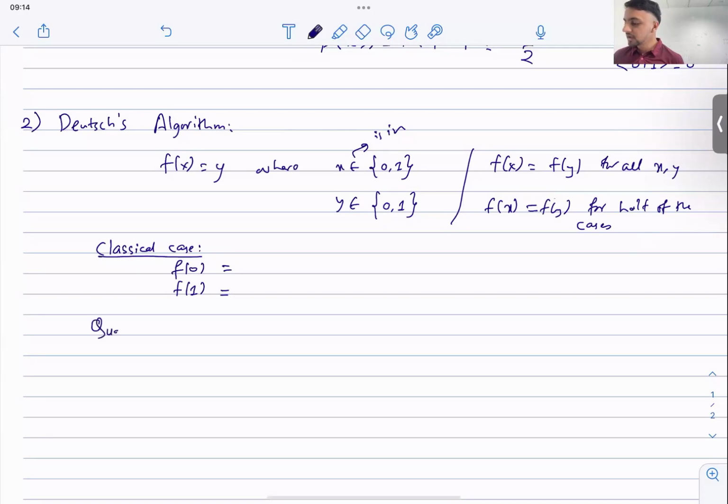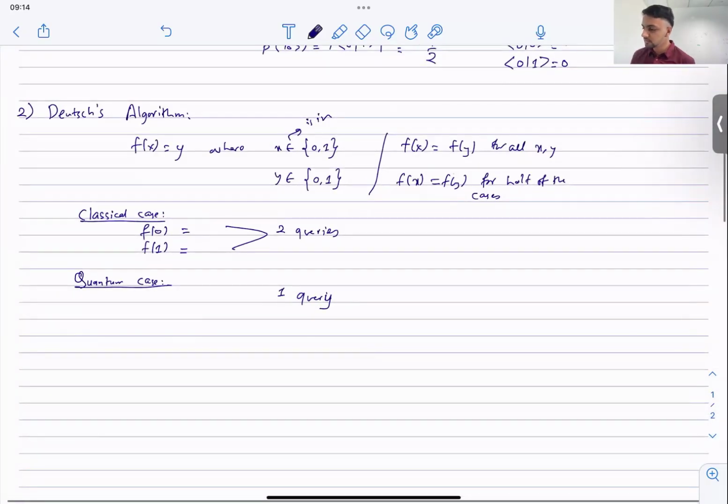But in the quantum case, we needed a single query, right? So this was two queries for the classical case, and in the quantum case, it was a single query. Okay, this is what we learned.